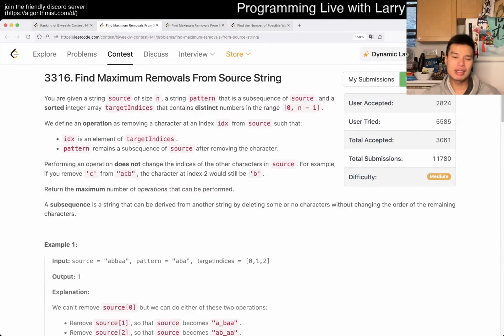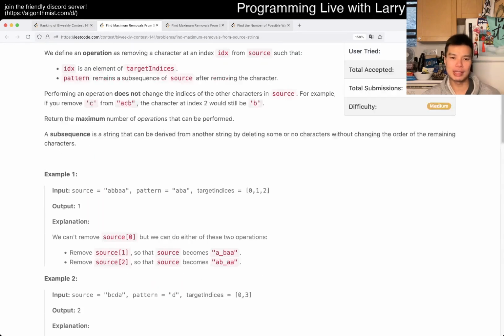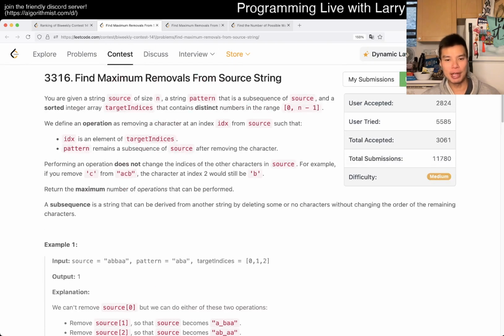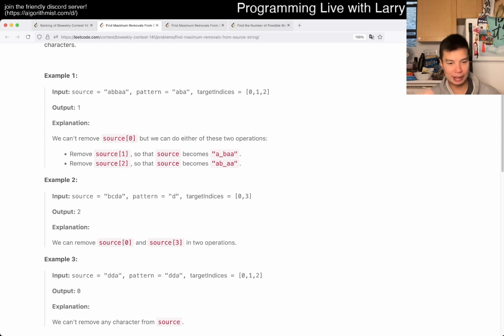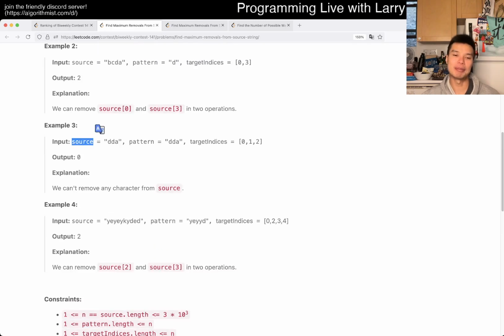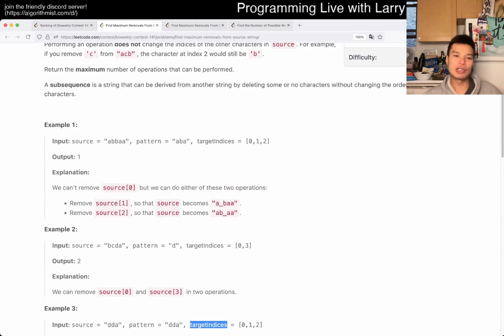But I think the part that I struggled with was that I thought we had to iterate on target indexes, but actually that's not true, right? Actually, let's step back a second. The source can be 3000, pattern can be 3000, and target index could be 3000. So if you try to do some DP based on this and this, then it's going to be n cube, and that's going to be too high, or 3000 cube anyway.